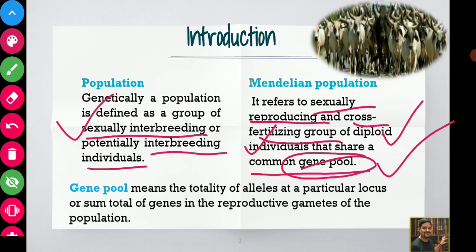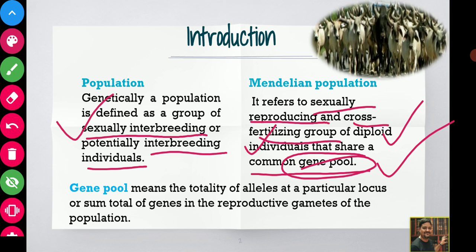So the question comes, what is gene pool? You already have prior information on the gene pool because you have studied it in your +2 or during the preparation for the pre-medical entrance test. Here we will see some minute details of the gene pool. Gene pool means the totality of alleles at a particular locus. That means you have a particular locus, and there will be multiple such loci in a population.